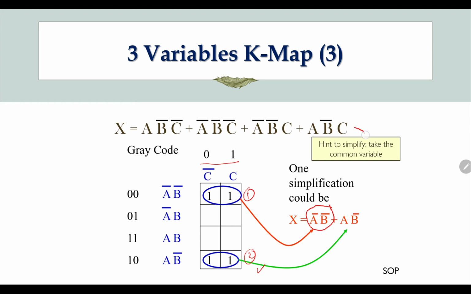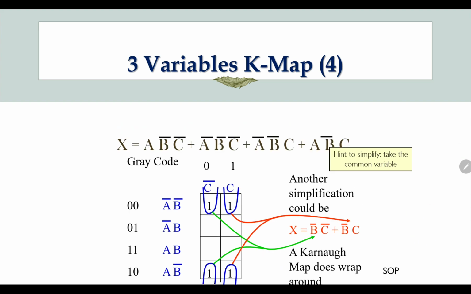So from this standard SOP, you can get a non-standard SOP by Boolean simplification using the Karnaugh Map. X equals A bar B bar plus A B bar, rather than what you have here.